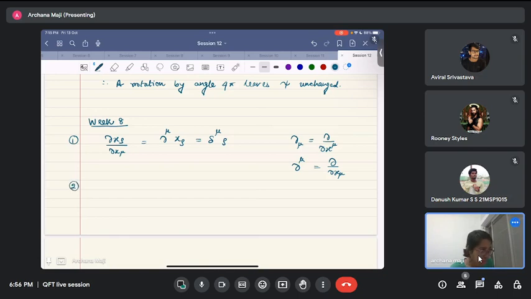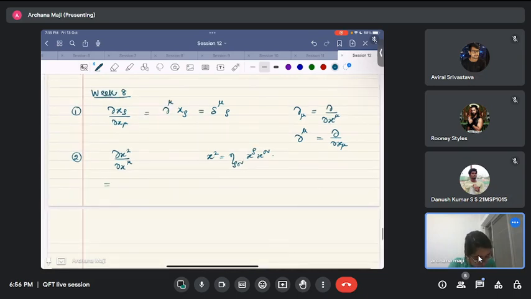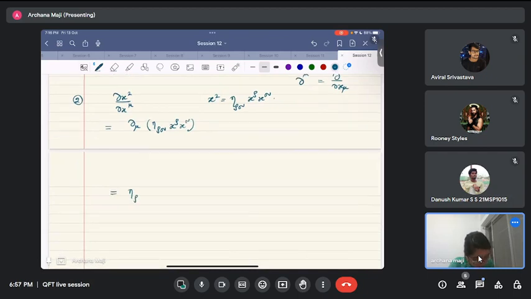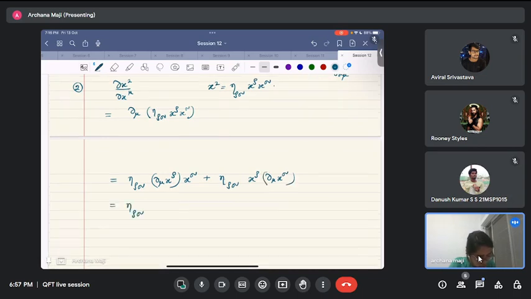The second question is asking you to evaluate del by del x mu of x square, where x square is, let's use different indices, eta rho sigma x rho x sigma. So therefore this is equal to del mu of eta rho sigma x rho x sigma, which is eta rho sigma, this is delta rho mu x sigma plus eta rho sigma x rho delta mu sigma.